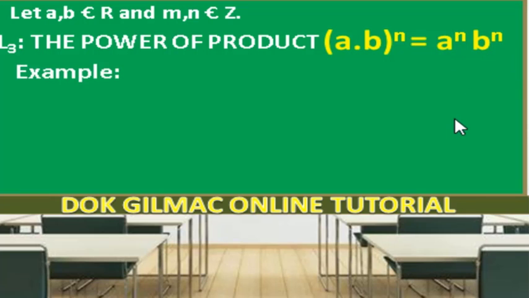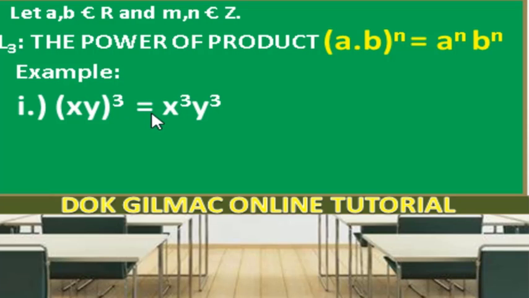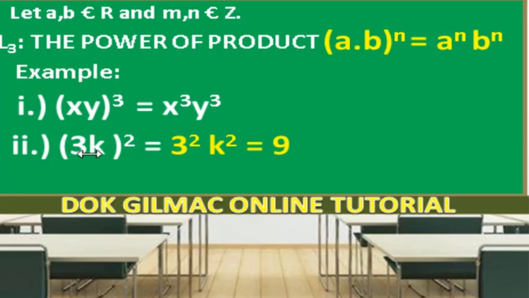Let's have an illustrative example. Number 1: quantity xy is raised to 3. This is simply equal to x raised to 3, y raised to 3. Number 2: quantity 3k is raised to 2. This is just equal to 3 squared k squared. Or simplifying further, we have 3 squared is 9, then we have k squared. So this is just equal to 9k squared.